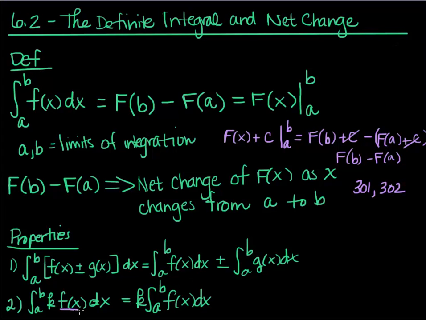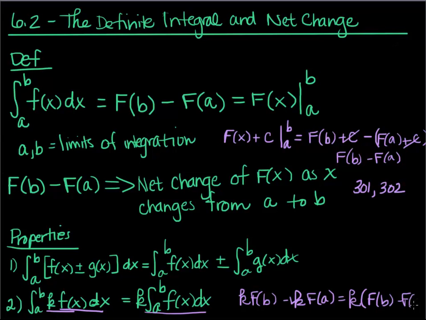If you look at this side, we'll call this the purple side, I would have k times F of b minus k times F of a, right? Because that k doesn't affect my antiderivative. But look at what I'd have over here. If I did the k after taking the definite integral, then I would just have k times F of b minus F of a. And you can see that those two are definitely the same.